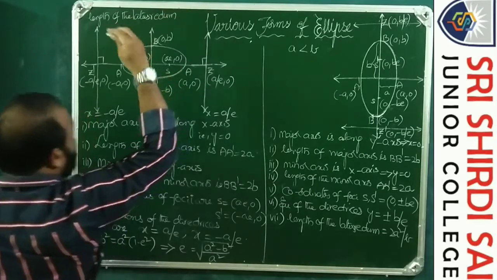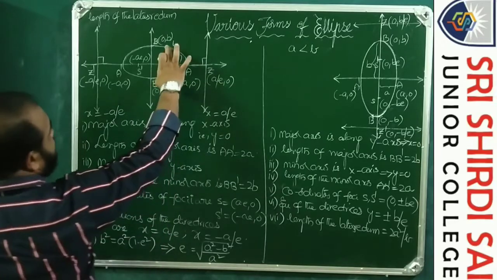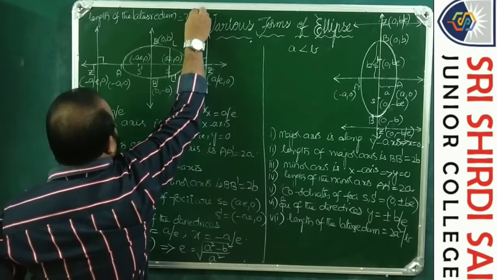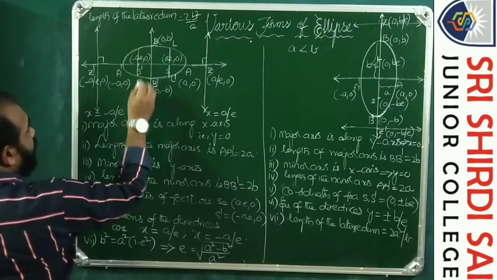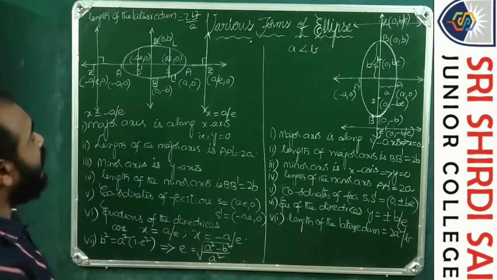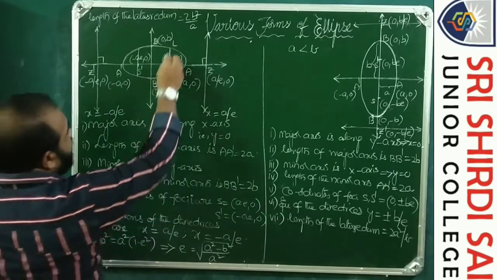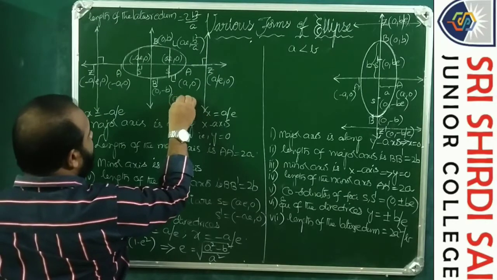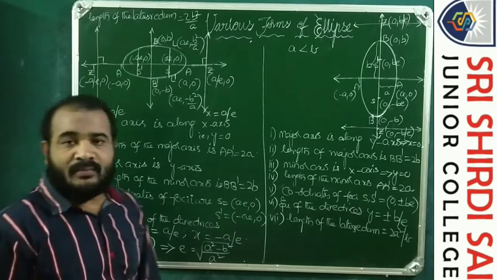What is the length of the latus rectum? This is L dash. So this is b square by a, 2b square by a. This we have proved in the theorem. And what are the coordinates of the latus rectum? This is ae comma b square by a. This is ae comma minus b square by a. That is ae comma plus or minus b square by a.